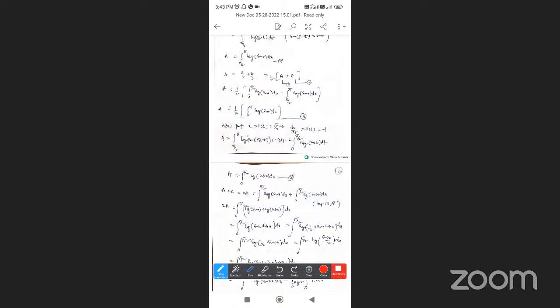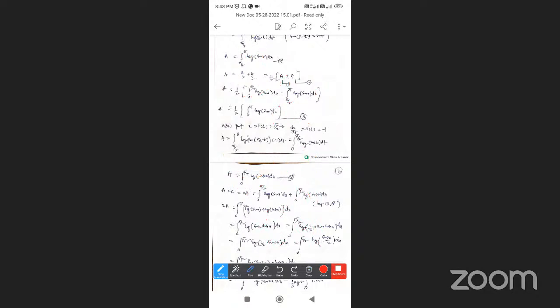So A is equal to 1 by 2, integral 0 to pi of log of sin x dx. This is the third equation. Next, put x is equal to h of t, which is 90 minus theta, or 180 minus theta. So dx by dt is h dash of t, which is 0 minus 1, so we got minus 1. So that's the value.